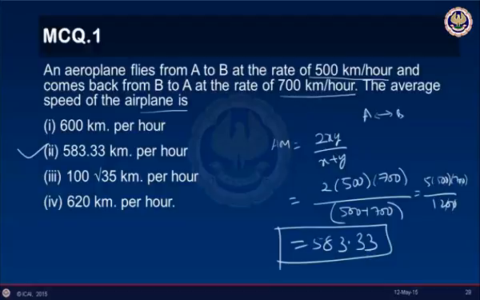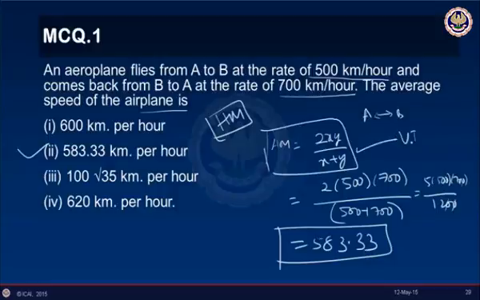Students, please note down: when the distance is constant and the speed varies, in that case we apply the harmonic mean, and the harmonic mean formula for two numbers is 2xy by x plus y. This formula is very important for the examination point of view. Very important.